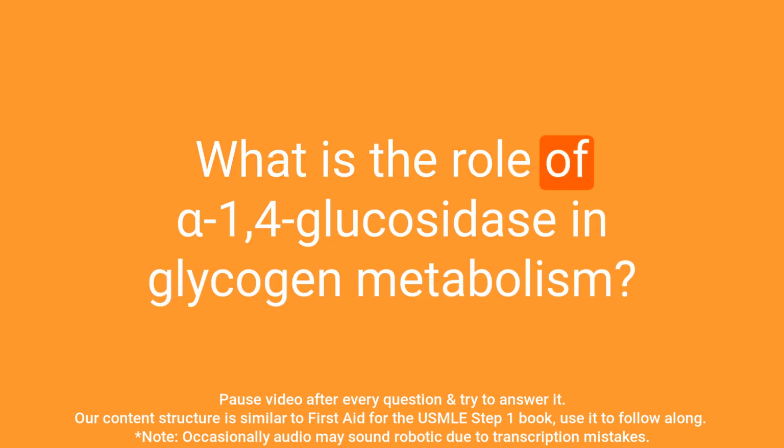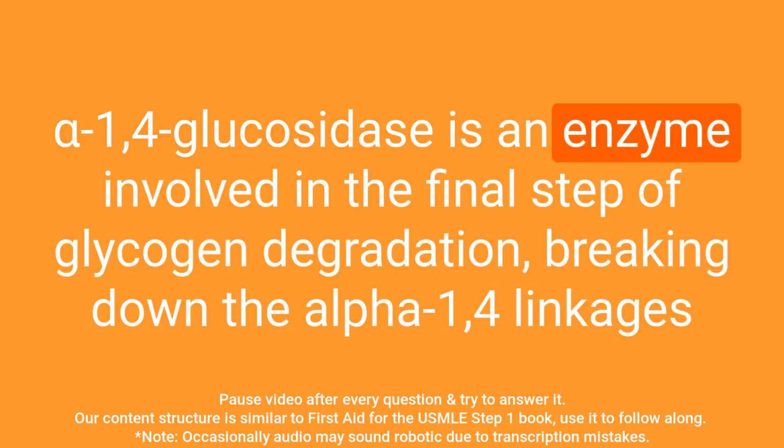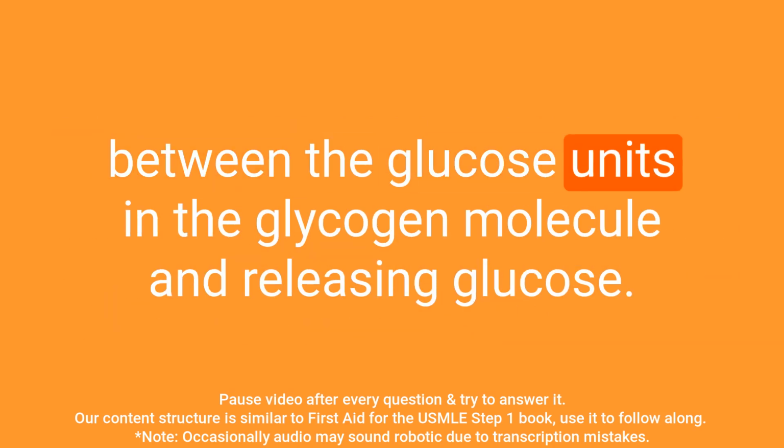Question: What is the role of amino 1,4-glucosidase in glycogen metabolism? Answer: Amino 1,4-glucosidase is an enzyme involved in the final step of glycogen degradation, breaking down the alpha-1,4 linkages between the glucose units in the glycogen molecule and releasing glucose.